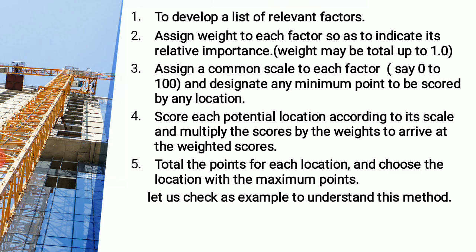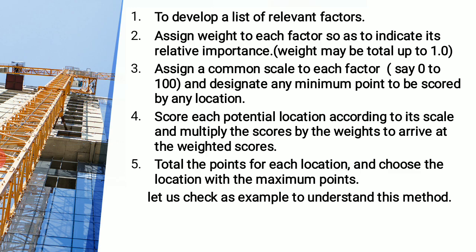The third stage is to assign a common scale to each factor, say 0 to 100, and designate any minimum point to be scored by any location. Now we are assigning 0 to 100, we assign points to it. First we assigned the weightage, then for each factor we are trying to provide the proper scale, right? We provide the scale, and the scale is 0 to 100, whatever range according to its importance.